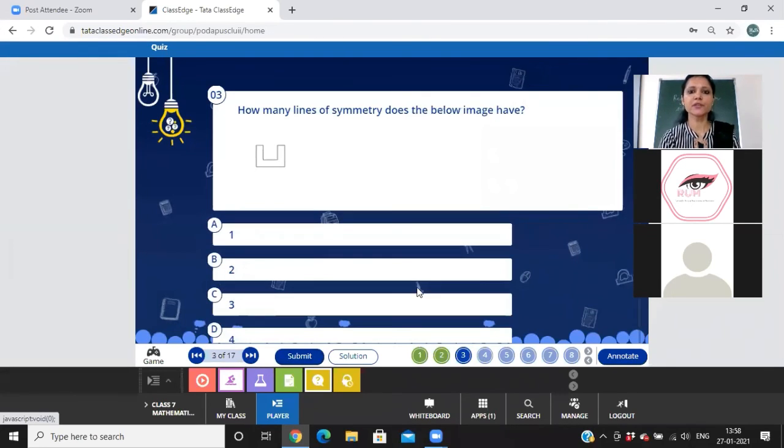How many lines of symmetry does this image have? One. And is it vertical or horizontal? Vertical. It has a vertical line of symmetry right here in the center from top to bottom. Correct.